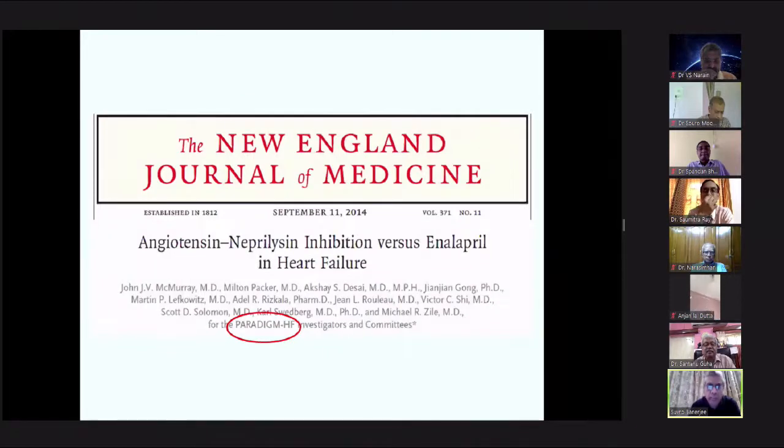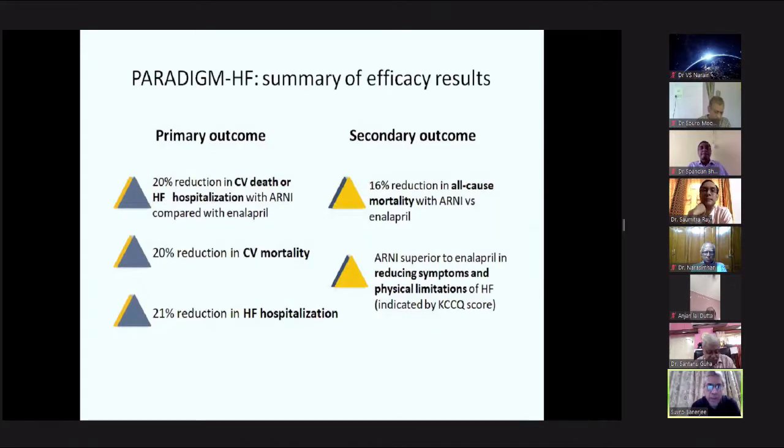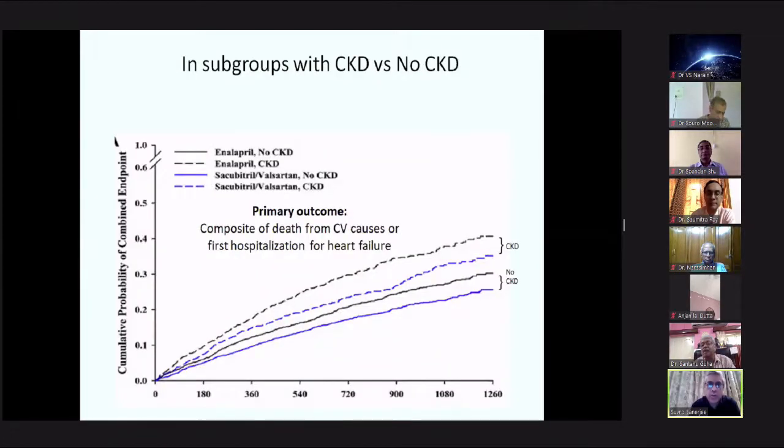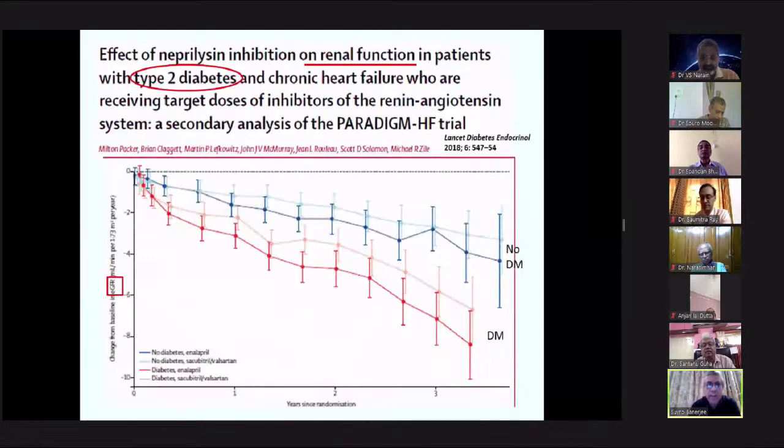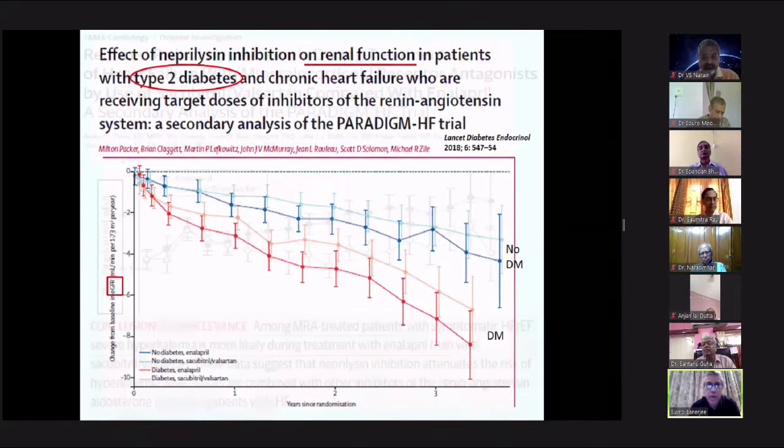This is with the PARADIGM-HF study, which showed that compared to enalapril, a combination of sacubitril and valsartan significantly reduced cardiovascular death, heart failure hospitalization, cardiovascular mortality, all-cause mortality, and also symptoms. And also the beneficial effect was seen in patients with chronic kidney disease. And it's been seen that compared to enalapril, it only led to a slower rate of decrease in eGFR, and this was also evident in patients with diabetes as well as in those without diabetes.